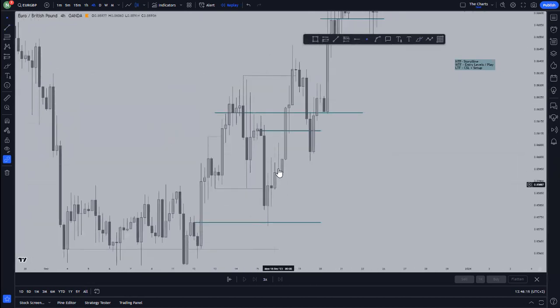So what do we have right here? We see that the market gives us MSU type 1 plus a direct pullback, as you can see, a direct pullback right here to the downside. What are we reaching for? We are reaching for the 50% of the range right here, as you can see.